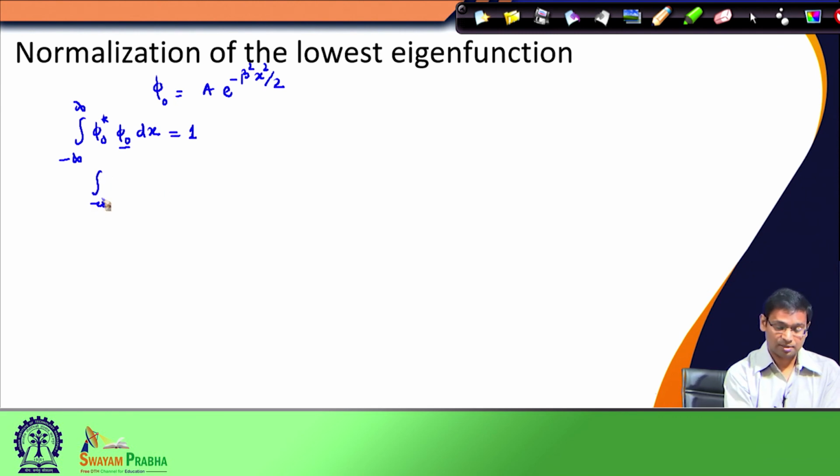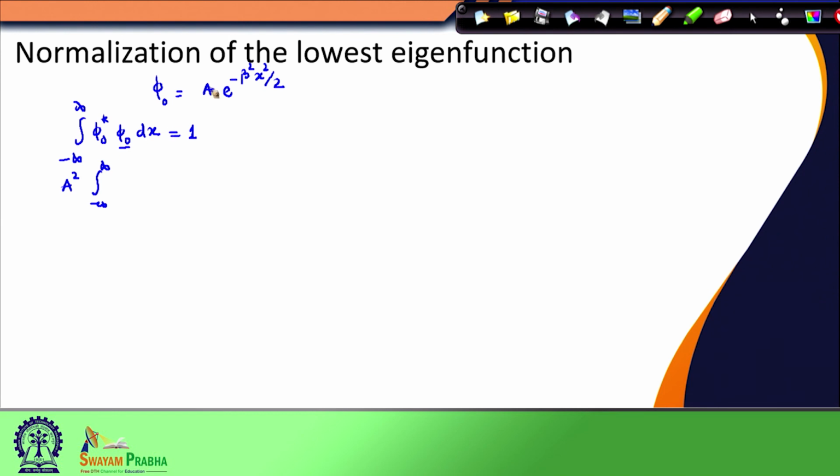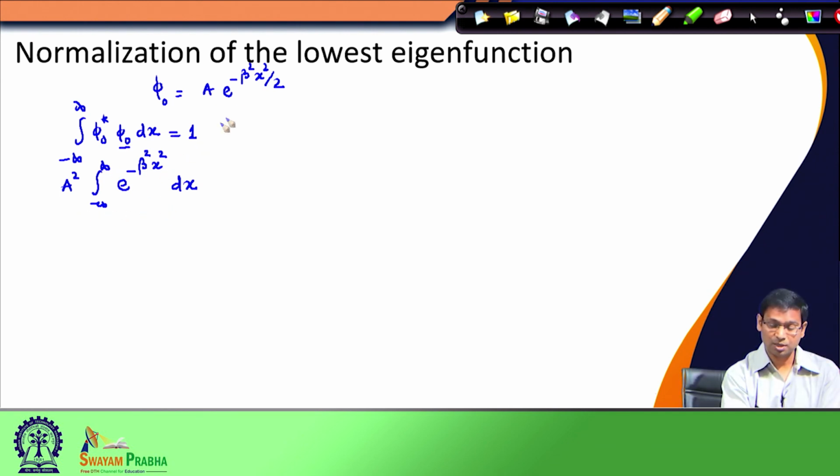So, I write it like this: a square, this is the constant, I am bringing it out, e to the power minus beta square x square dx. How do I get beta square x square? Because there is a divided by 2 in each term. So, phi 0 and phi 0 star will each have e to the power minus beta square x square divided by 2. So, when I multiply them I get e to the power minus beta square x square dx. Now, I have to integrate this function, but before that I rewrite.